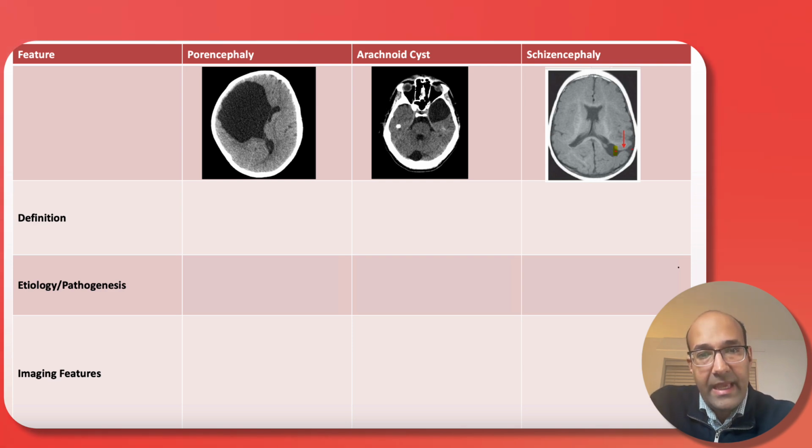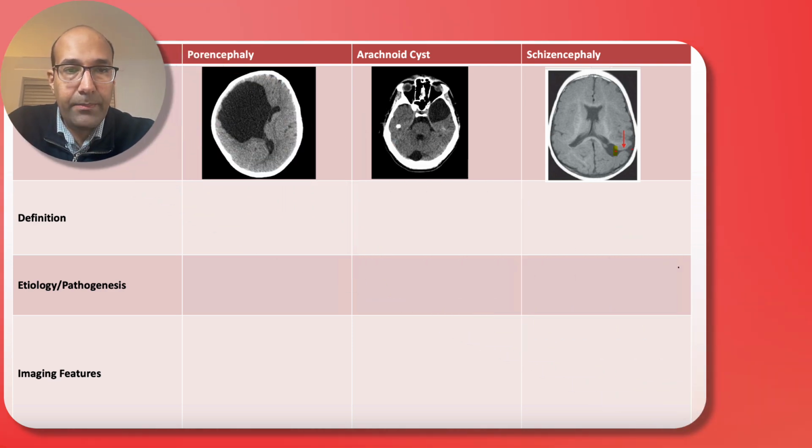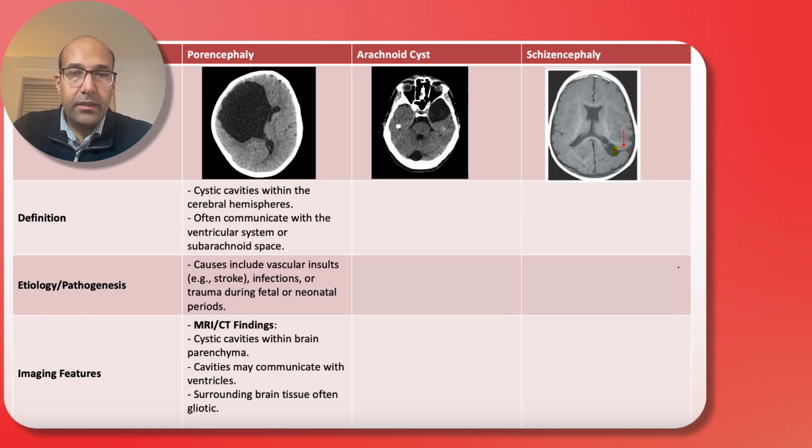There's another exam-relevant topic, our final talk about it: porencephaly, arachnoid cyst, and schizencephaly. These three are a little bit close and have some similarities and differences between them. So for porencephaly, as we said, it's cystic cavities within the cerebral hemisphere, often communicating with the ventricular system or subarachnoid space, and it's usually caused by vascular insults like a stroke during the fetal or neonatal period.